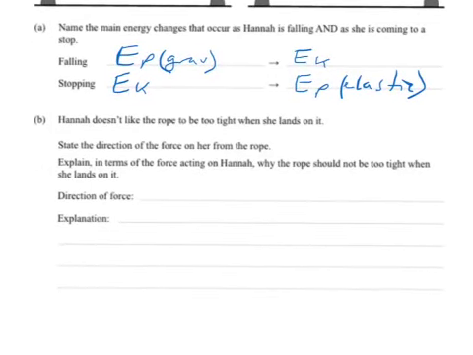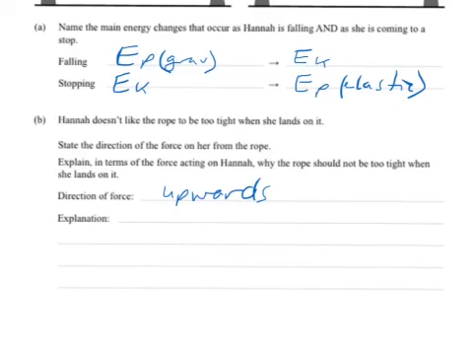B. Hannah doesn't like the rope to be too tight when she lands on it. State the direction of the force on her from the rope. This is important: not the force she is applying on the rope, but the force the rope is applying on her, which will have to be upwards, because it's decelerating her in the downwards direction, or accelerating her in an upwards direction. Excuse the lawnmower if you are getting that in the sound too.